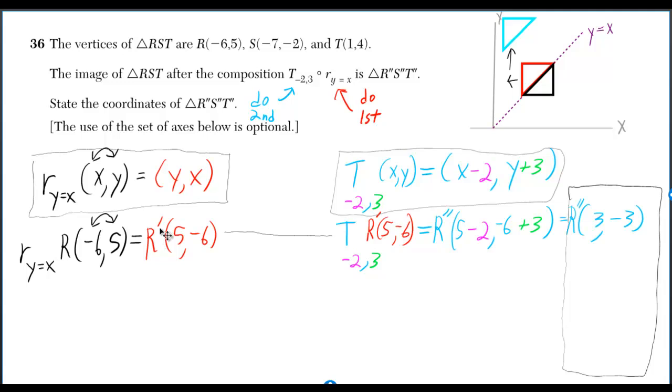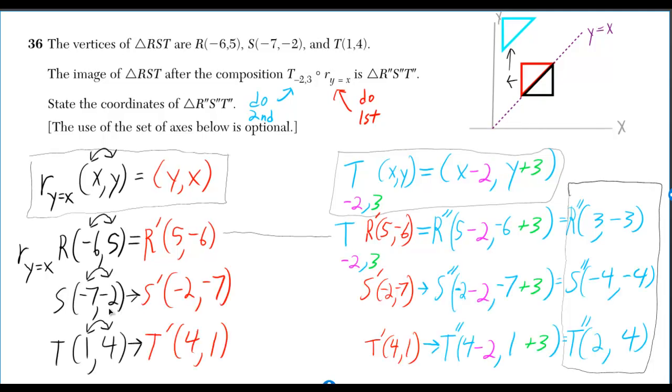For the first image, you can put a single prime mark. For the second image, you can put a double prime mark. Then we do the same things for the other two points. So we switch, then subtract 2, add 3. Switch, subtract 2, add 3. And I want the coordinates of the double prime triangle, which I boxed in here.